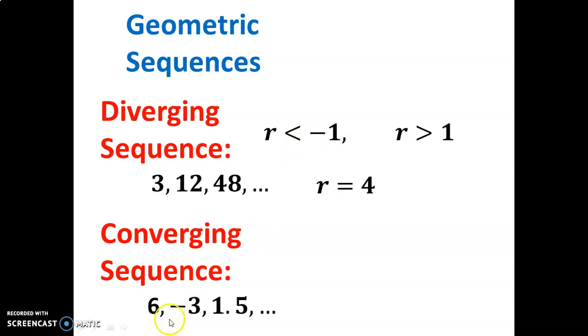Converging sequences, contrary to that, have terms that decrease in size. In this case, we can see the R value is -0.5. When the R value is between -1 and 1 like that, the terms get smaller and smaller. That's called a converging sequence. So again, the R value is between -1 and 1.